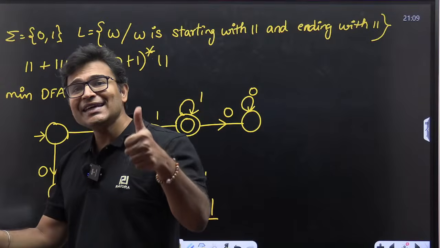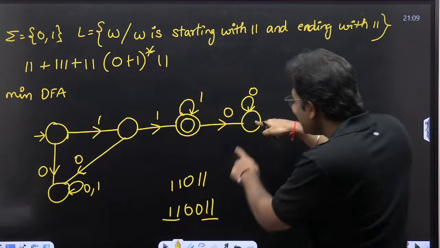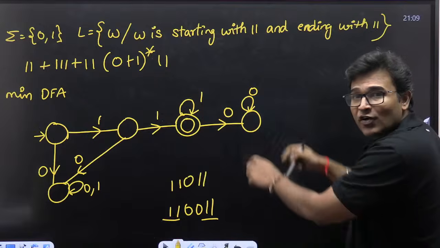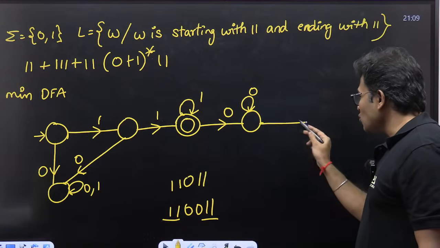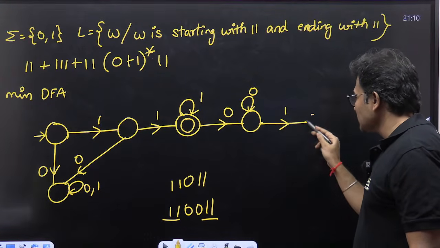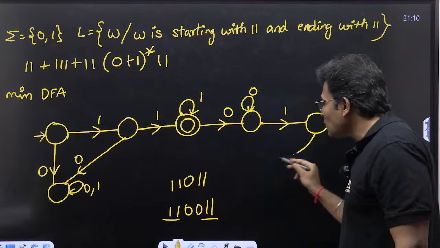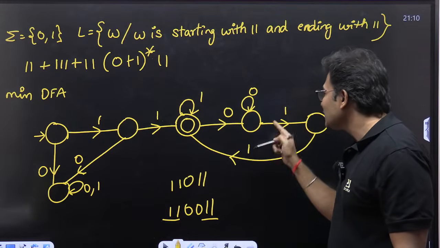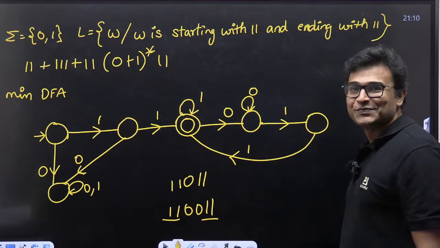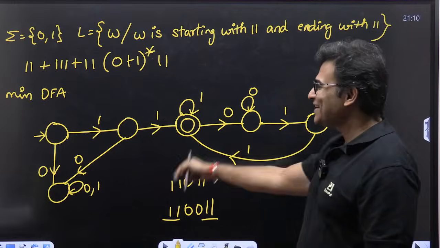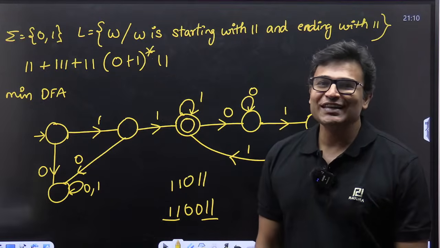Then when will I accept a string? From here also, I should get a 1 1. From here also, I should get a 1 and I should get one more 1 so that it is ending with 1 1. Is this the DFA? No, it is not complete.